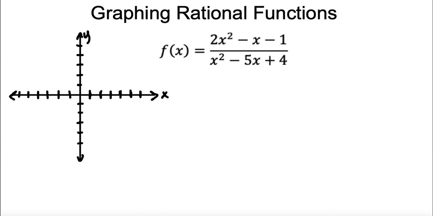Okay, so we're graphing a rational function. The first thing we've got to do is factor it. You always want to factor your numerator and denominator before you do anything else. So we're going to look here in the numerator. Don't get freaked out by this. I think this is the easiest way to do this.